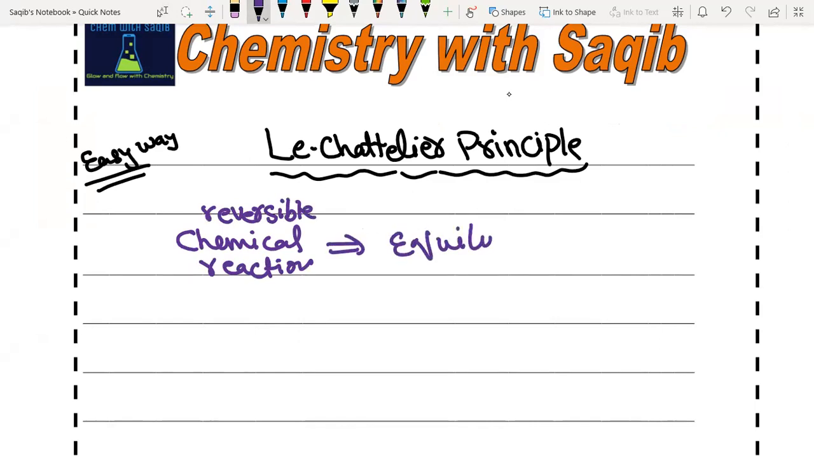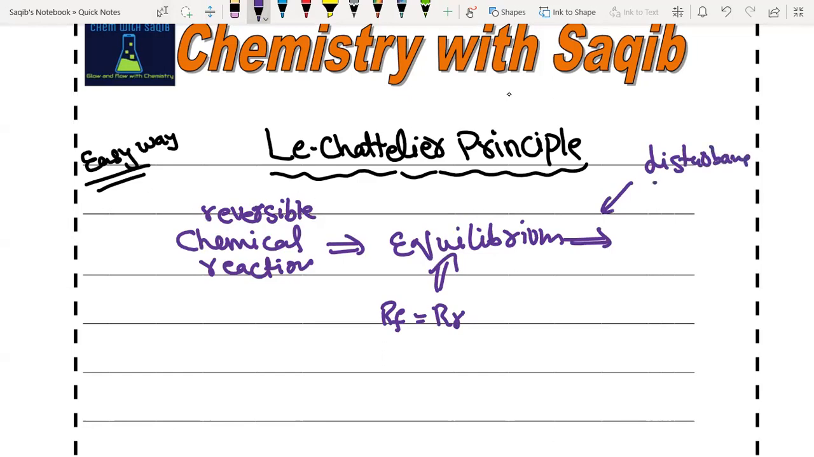So what does equilibrium mean? Equilibrium means the rate of the forward and the rate of the reverse reaction are equal. So when any reversible chemical reaction is at equilibrium and you disturb that reaction, what are the sources of disturbance? The sources of disturbance are temperature change, pressure change, volume change, and concentration change.